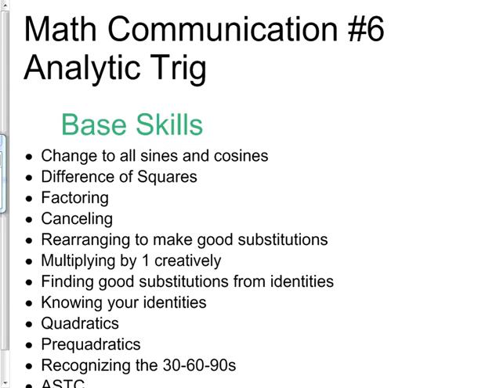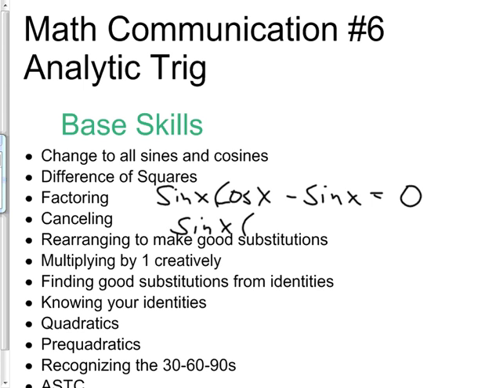Factoring, canceling, that kind of is what we were just talking about there. But one thing that people still seem to not be sure about is this kind of thing. Sine x times cosine of x minus sine of x equals 0. If I had to solve this problem, I'd need to factor that sine out to the front. And it becomes like this, sine x, and then what's left? Cosine x minus 1, exactly.